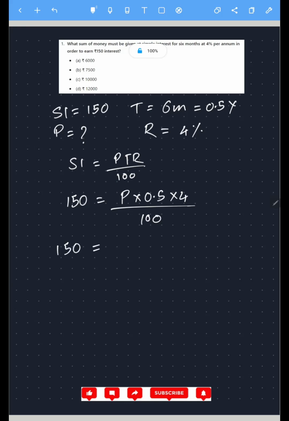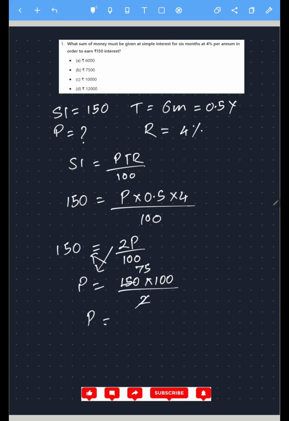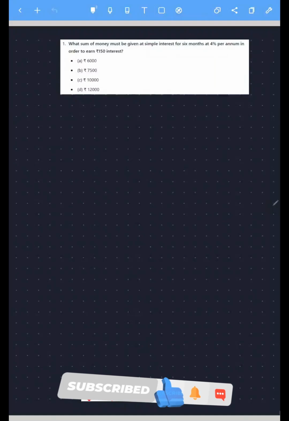150 equals this 0.5 into 4 will be 2, so you have 2P by 100, which means P equals 150 into 100 divided by 2, that is 75, so P is equal to 7500, right? There is also an alternate way of doing this.